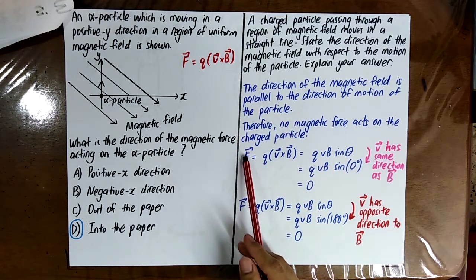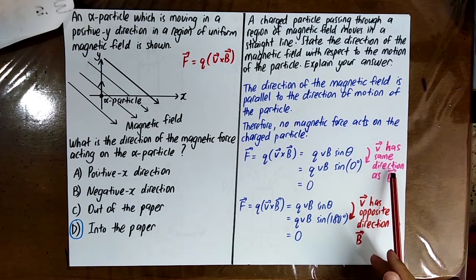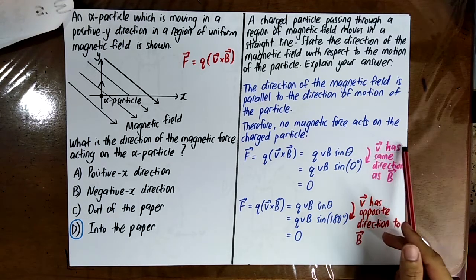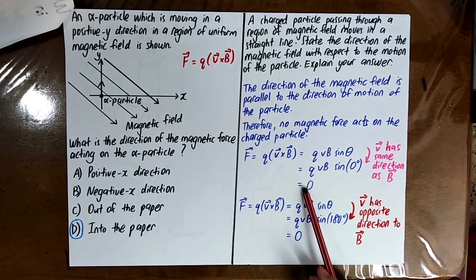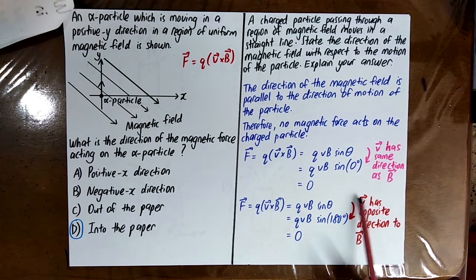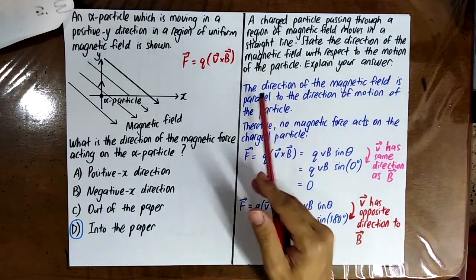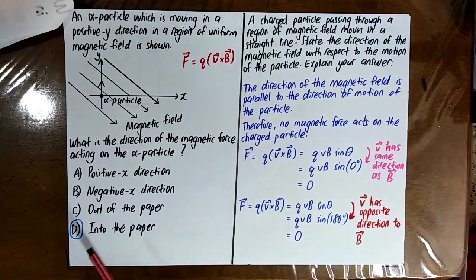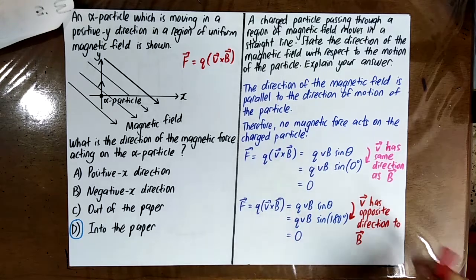Because from the equation F equal to QVB sine theta, if V is parallel to B, that means if V has the same direction as B, then theta is equal to 0 degrees. So sine 0 degrees is equal to 0. But if V is opposite to the direction of B, then it is 180 degrees, and sine 180 degrees is still equal to 0. So you know that the direction of the magnetic field is parallel to the direction of motion of the particle, because the particle moves in a straight line.